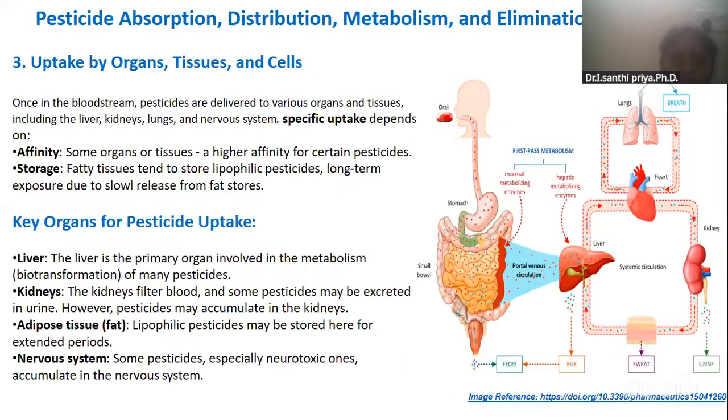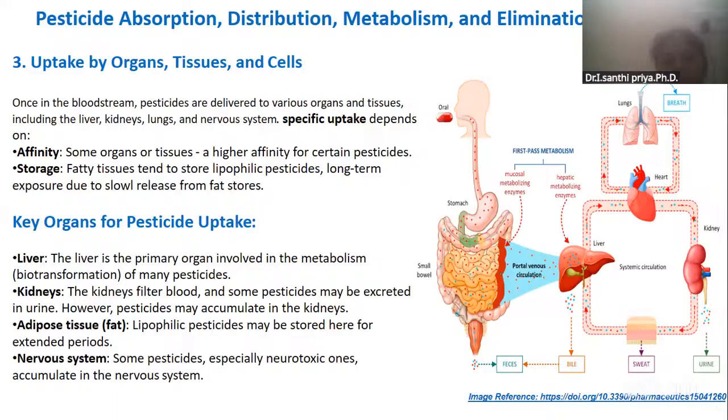And coming to the uptake by organs, tissues, and cells. Once in the bloodstream, the pesticides are delivered to different organs and tissues. These include very crucial organs like the liver, kidney, and the nervous system. Specific uptake depends on the affinity: the higher the affinity of a certain pesticide, the more its uptake will be.